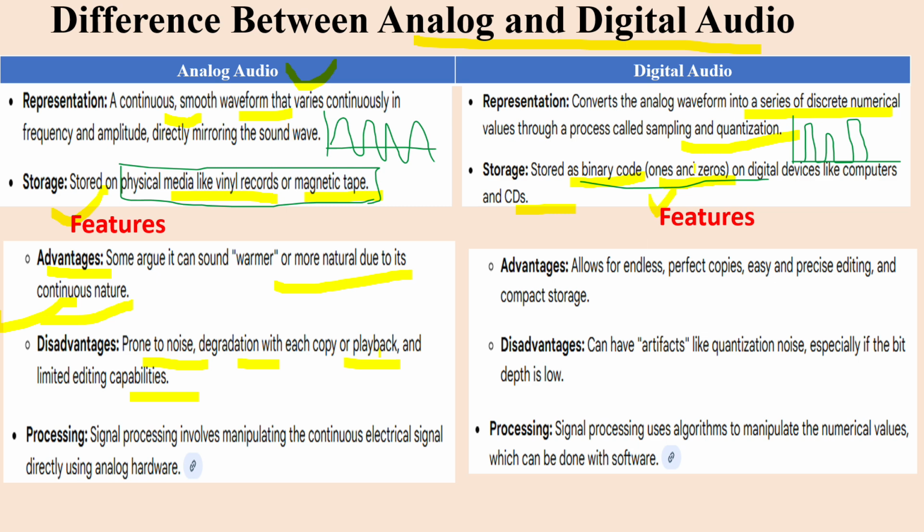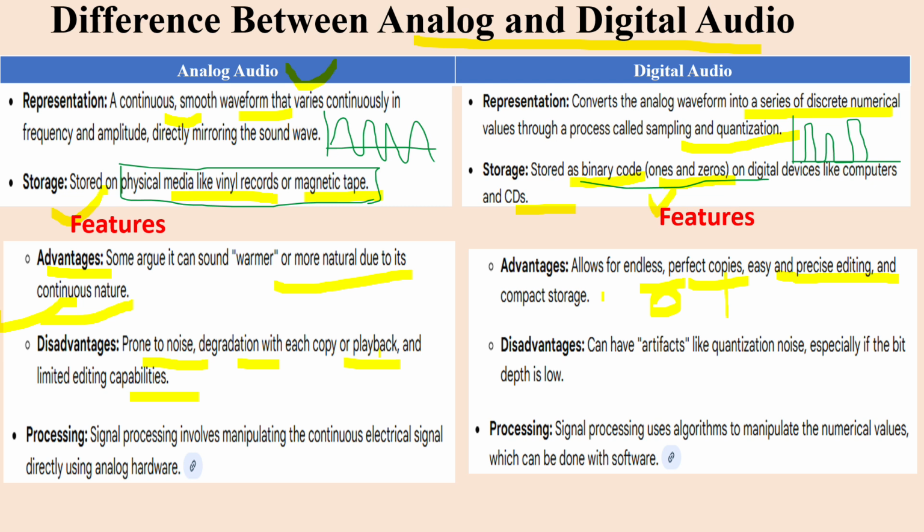But in digital audio, what is the advantage? Because this is stored in digital form, 0 and 1, it allows endless perfect copies. You can make 100 copies, 300 copies, or however many copies, with no quality change. But in the analog signal, when we make copy after copy after copy, the quality degrades. In digital, the quality is not affected by copying. It is a main advantage.